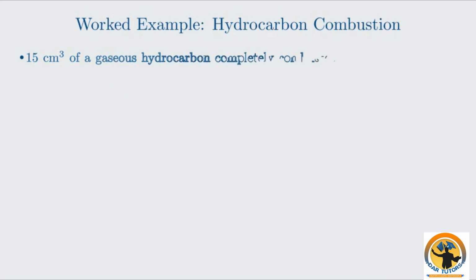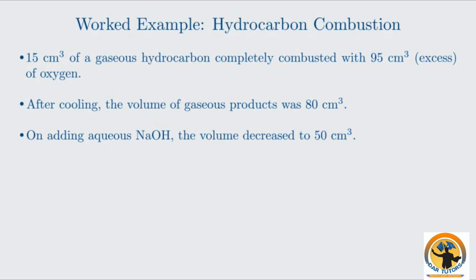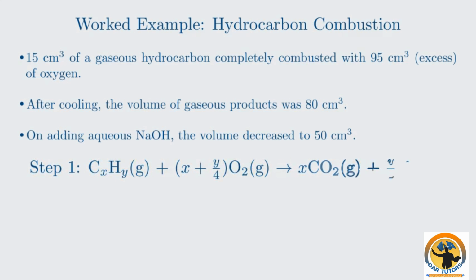Let's work through an IB-style stoichiometry problem to find the molecular formula of an unknown hydrocarbon. Step 1. Write the generalized combustion equation for a hydrocarbon, CxHy. CxHy reacts with oxygen to form x moles of carbon dioxide and y over 2 moles of water. We will use volume ratios from Avogadro's law to solve this.